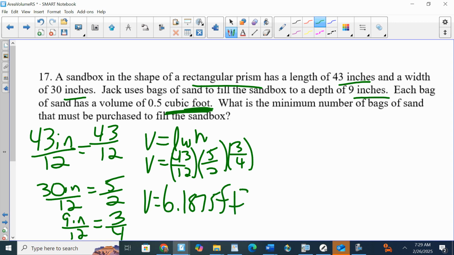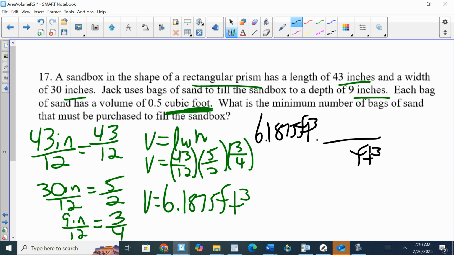cubic feet. Now I start my dimensional analysis. 6.1875 cubic feet. Each bag is cubic feet, so I'm going from cubic feet to bags. One bag is 0.5 cubic feet. I have bags. That's all I need here. It's not asking for cost or anything else, so I'm not going to multiply.